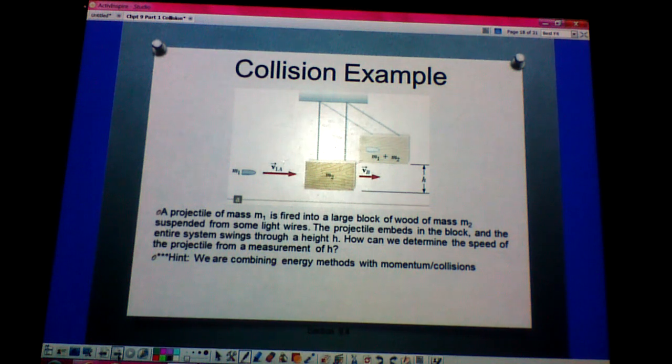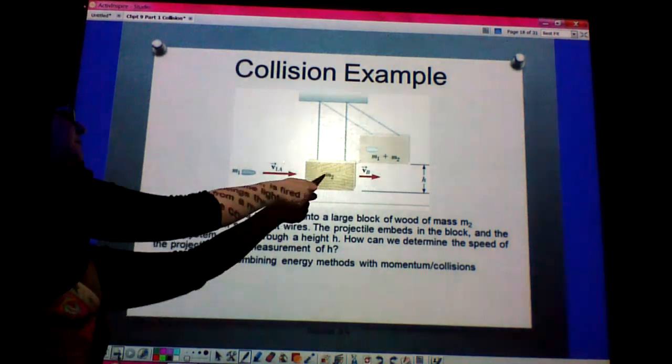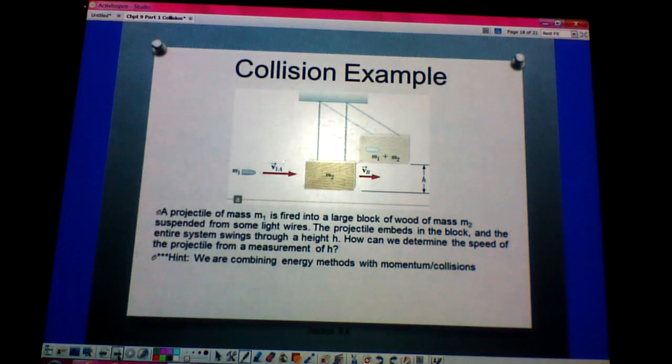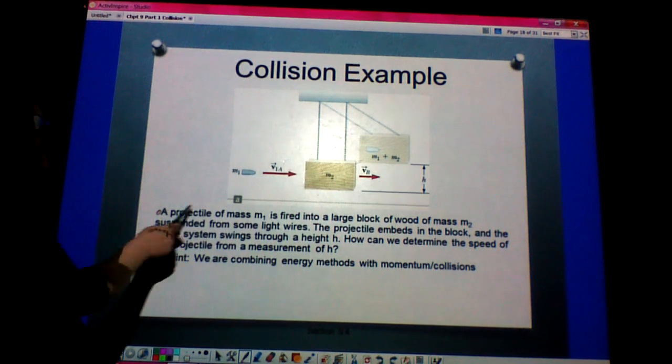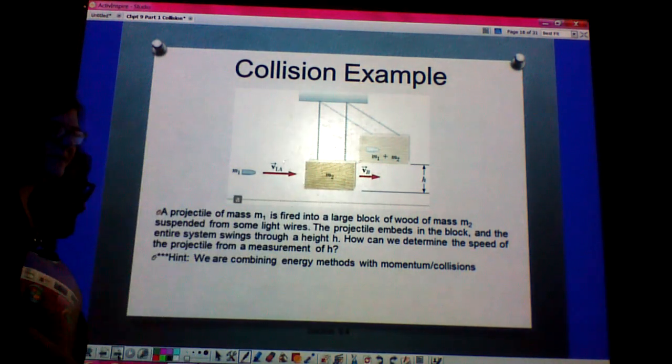It says that a projectile of mass m1 is fired, so I have a bullet here. This bullet is going to be fired into a large block of wood. This is also called a ballistic pendulum, an apparatus that we can use to measure the speed of a moving projectile. So I can measure how fast this bullet will move based on having this ballistic pendulum.